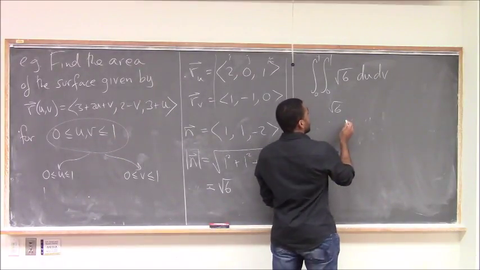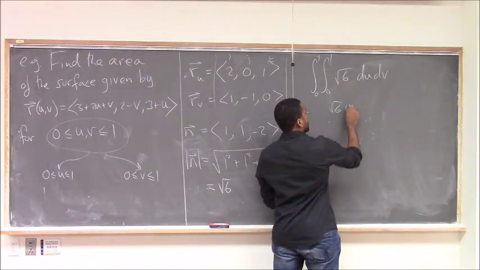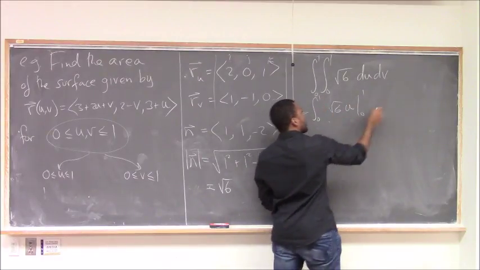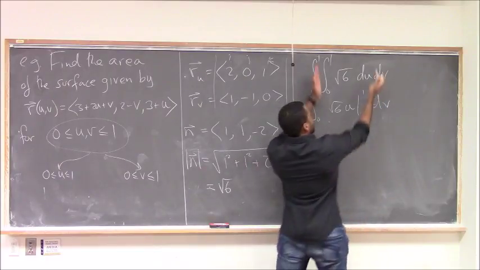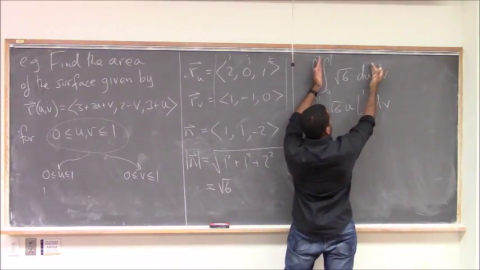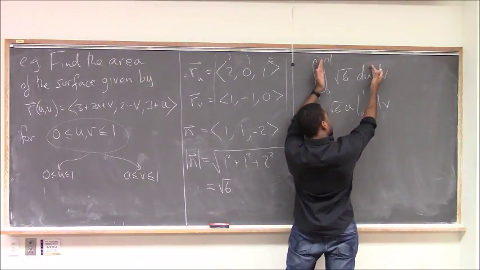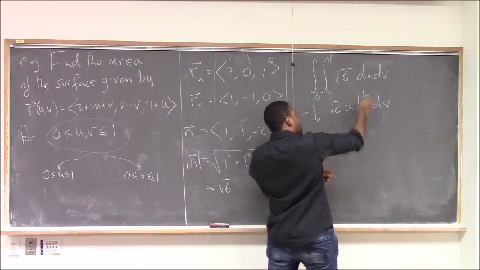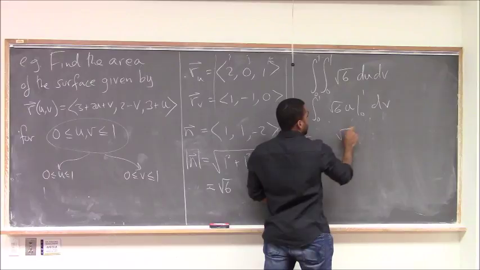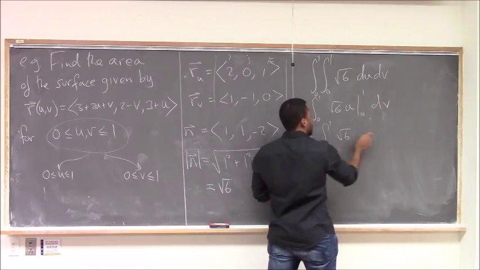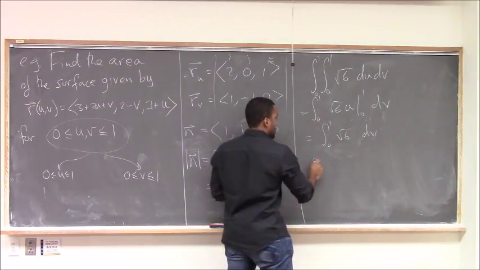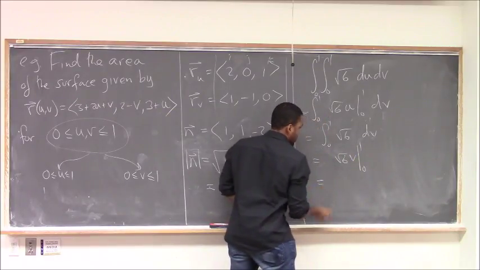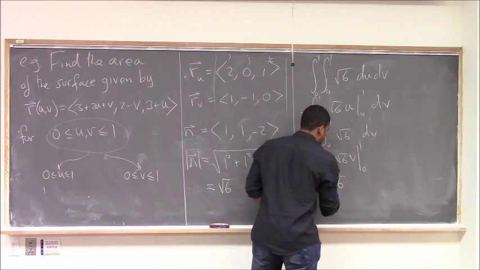So you leave this integral out there, right? You do the inner integral first, so you ignore the v's for a second. The integral of this with respect to u is radical 6u. Fundamental theorem of calculus, plug in the 1, plug in the 0. So that's going to give you radical 6 from 0 to 1 dv. Same idea here, radical 6v between 0 and 1. And so that's going to be radical 6.